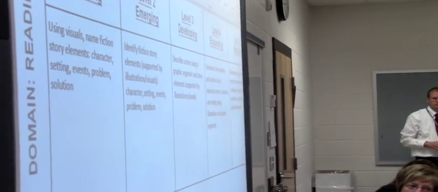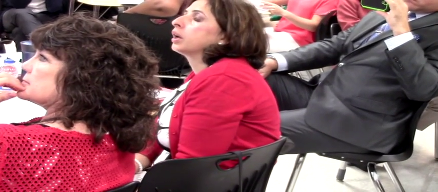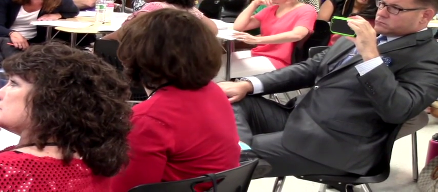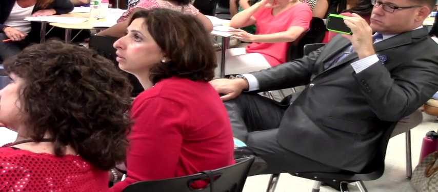Okay, basically, if you look at a level 1 student, we need to make sure that we use visuals, and they can name the fiction elements. They can tell you who the character is, what the setting is, what the problem is, and the solution. But if you look at level 2 students, you look at the verb that it is using, identify, which is what our objective is. So we're going to expect the level 2 student to identify the problem and solution and the character, setting, and events.